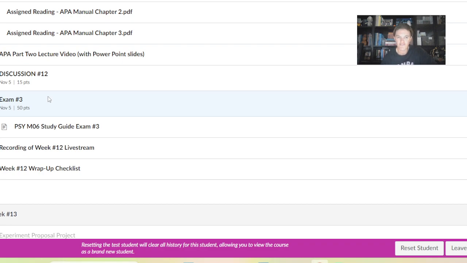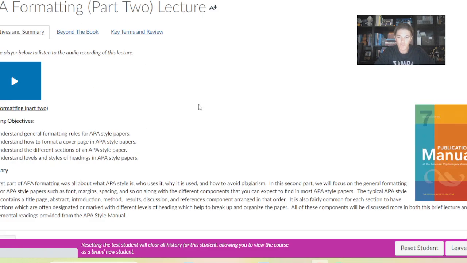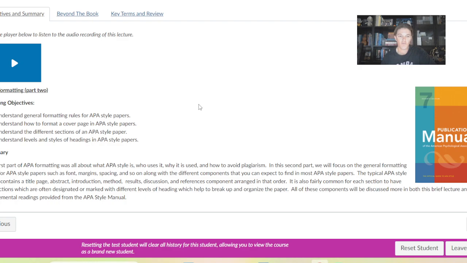We have 3 different APA weeks throughout the semester, scaffolding on each other, and this one is APA formatting part 2. In part 1 we looked at what APA is, when we use it, and what is plagiarism and what isn't. This one looks more at general formatting rules, how to make a cover page, the different sections within a paper, and the different levels and styles of headings. Now we're starting to look at the logistics and specifics of APA style formatting, and you're going to have a chance to practice that in your discussion this week.